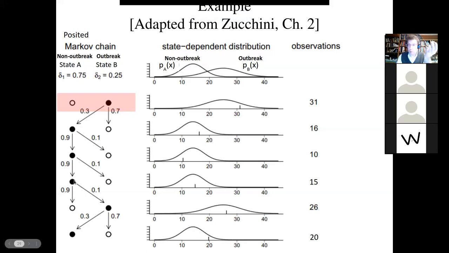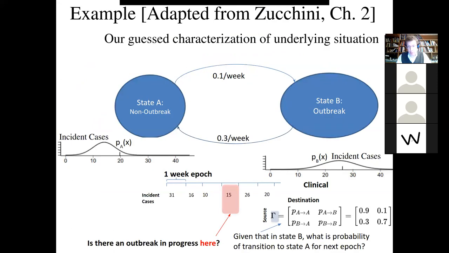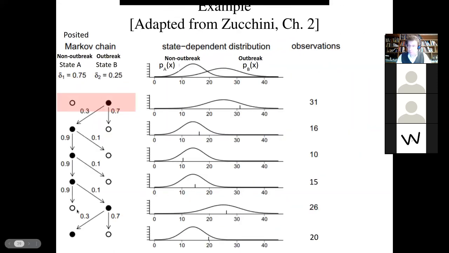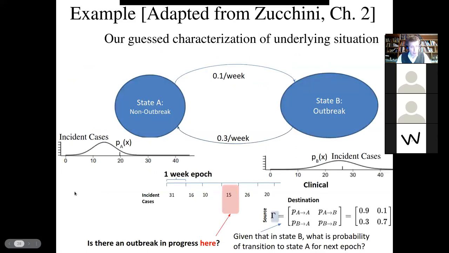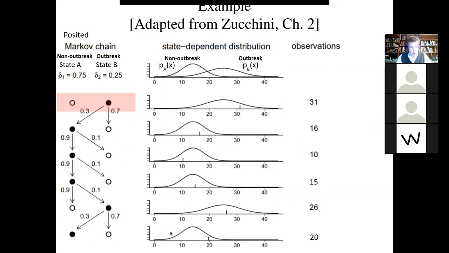But if we're here, we might think by the transition matrix, we're still likely to remain here. But in fact, there is some chance that we'll move to this other state. It's low. But if we then see an observation, say up around 2026, that is much more consistent with an outbreak state than a non-outbreak state. It would have very low probability of occurring with this non-outbreak distribution here. That will give us great credibility we're now in an outbreak state.